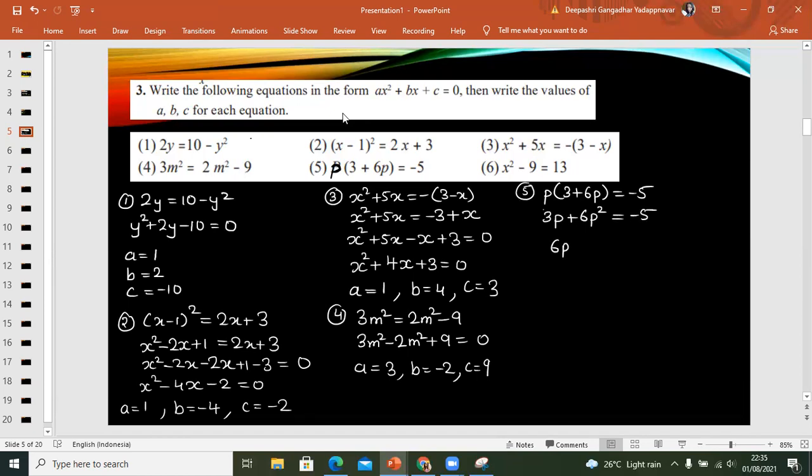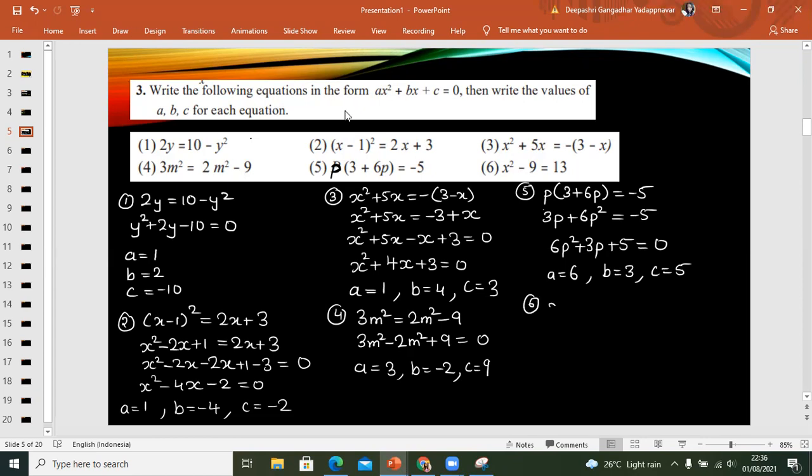Now 6p², let's write it in order: 6p² + 3p. Bring negative 5 to the left, it will change the sign and become positive 5, equals 0. This is a quadratic equation. Let's write the values. A is the number in front of p², that's 6. B value is 3 and C value is 5.